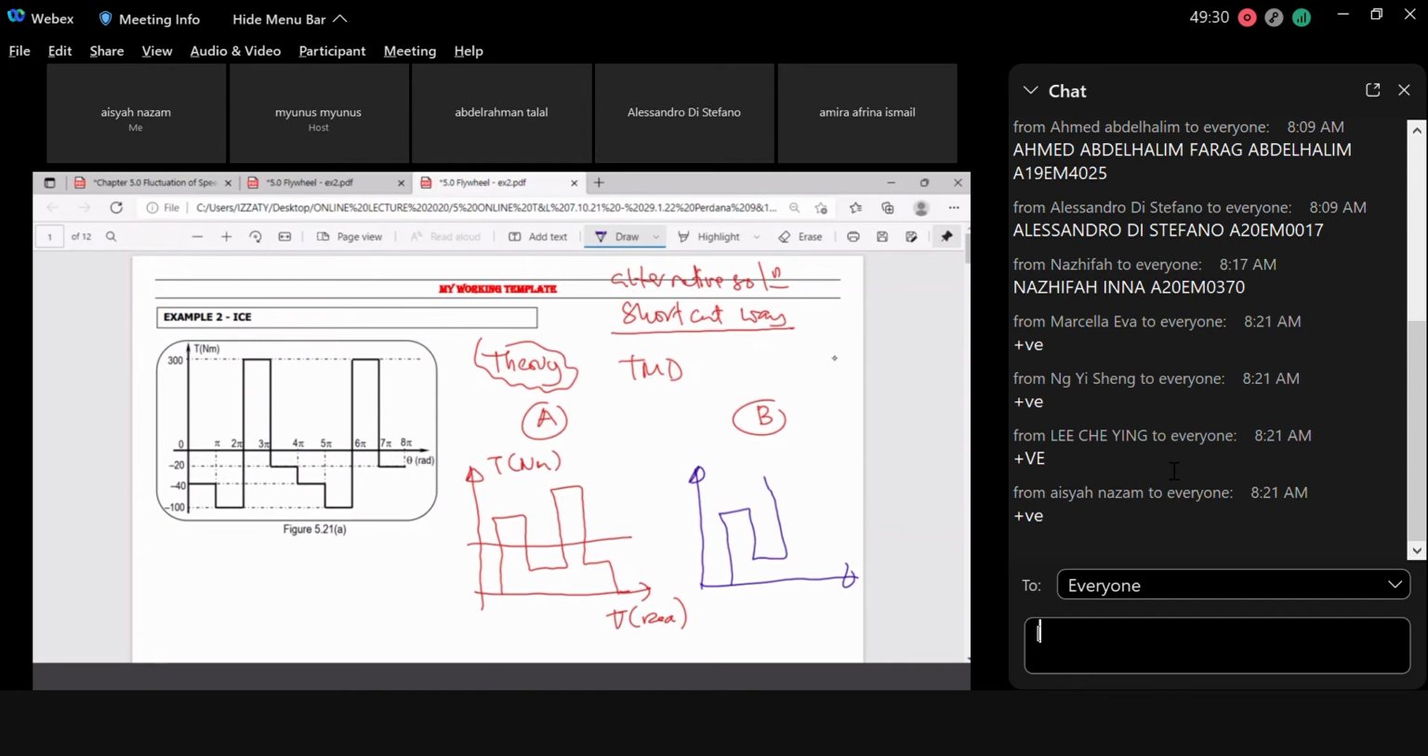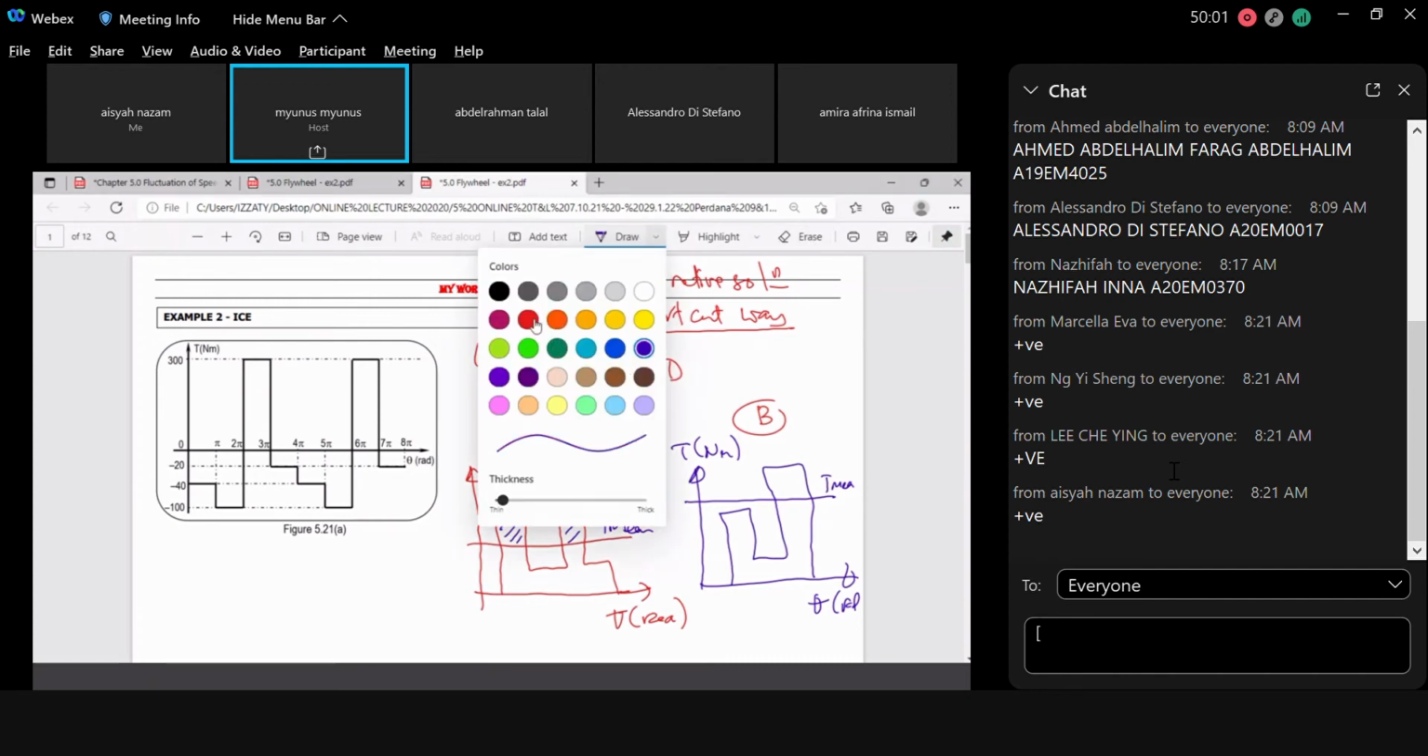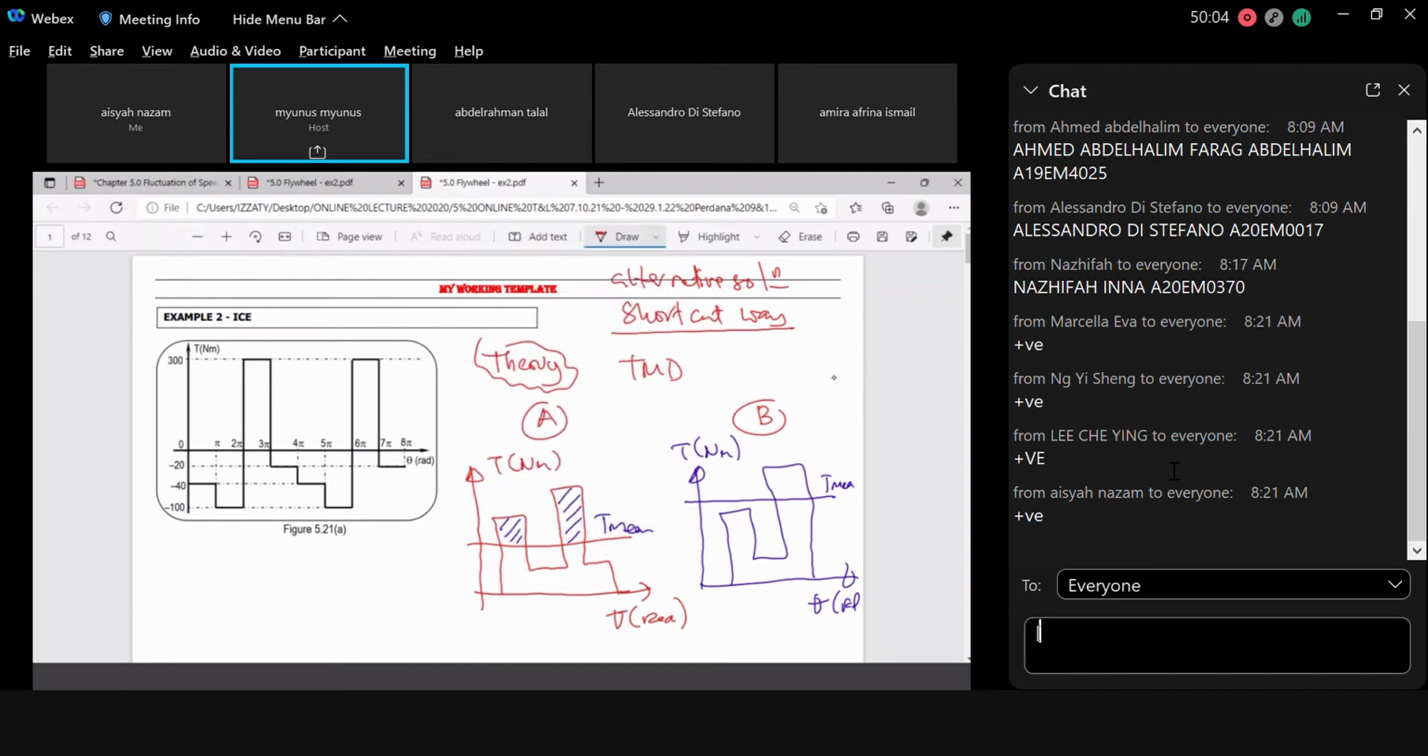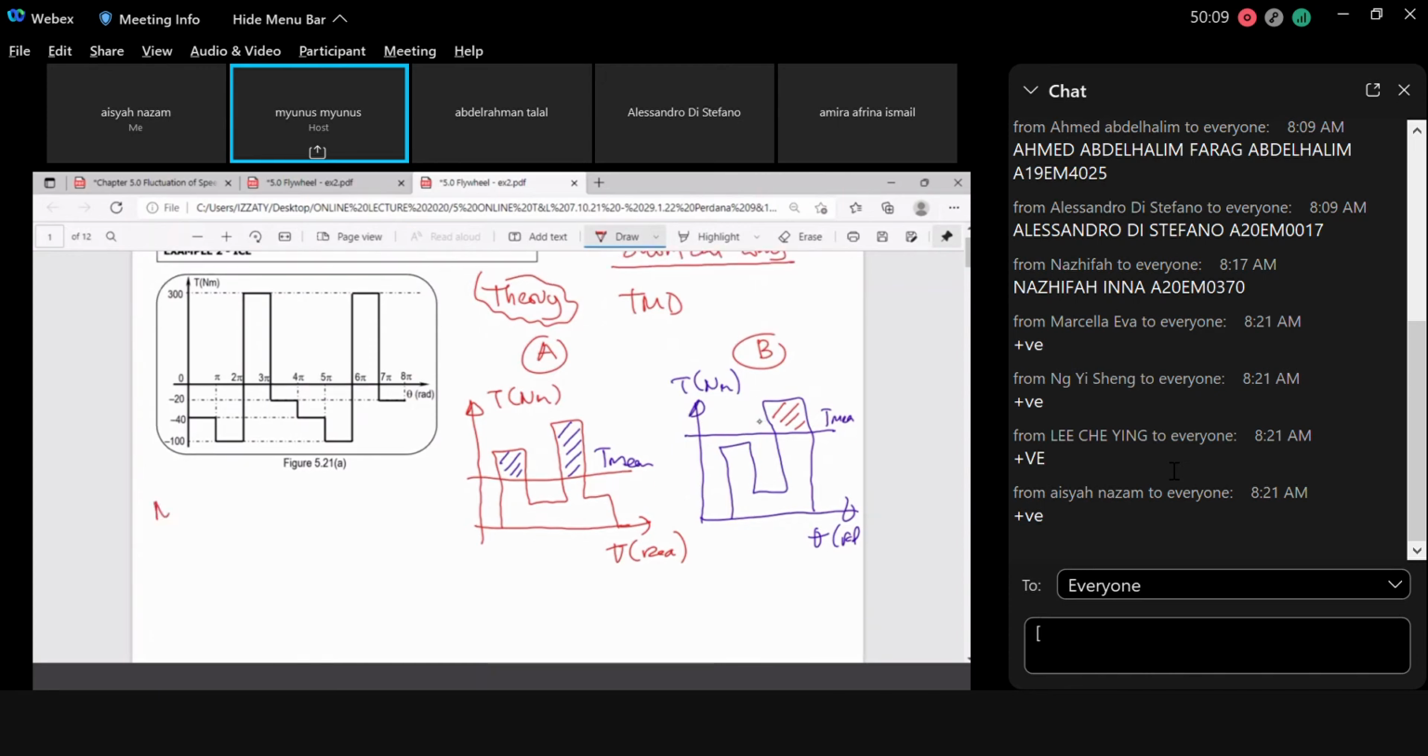Same graph as up, perhaps. This one is the turning moment, this one also the turning moment, this one in Newton meter, this one in radian, pi in radian. Look at it, you have two graphs overshooting of the turning moment, right? Isn't it? And instead you have another one, put another color here. You have a single area. So put notes here.